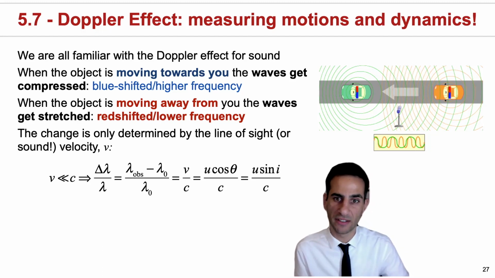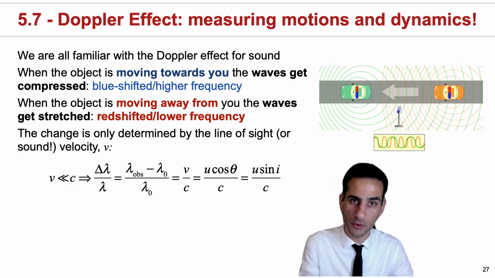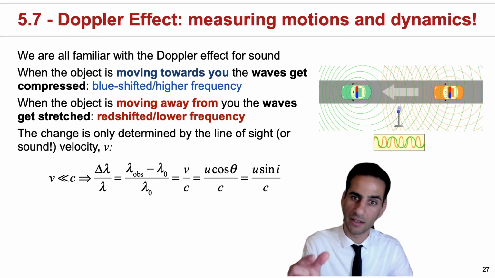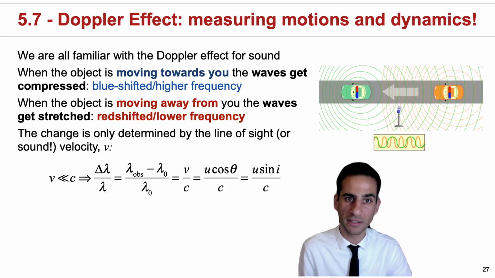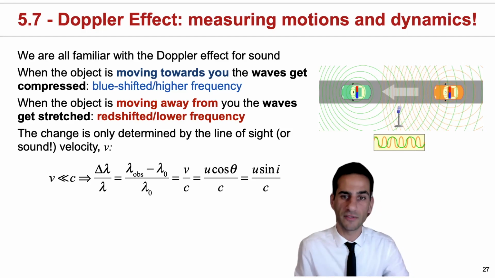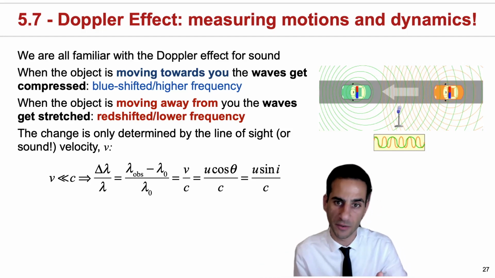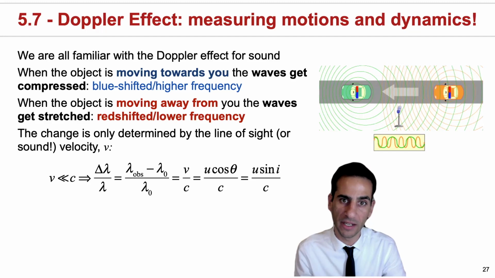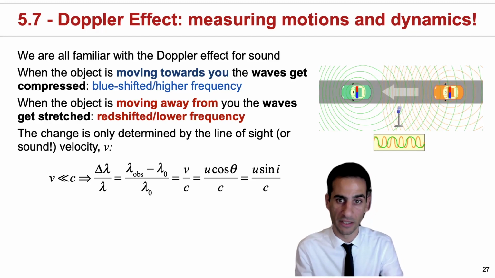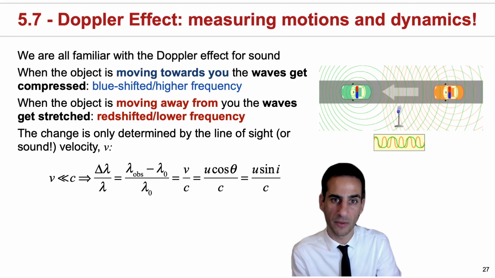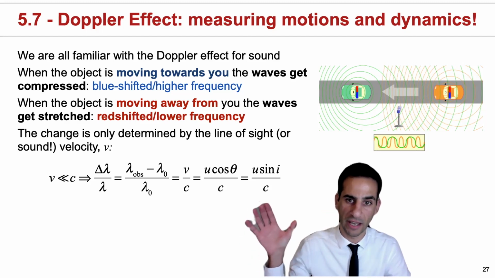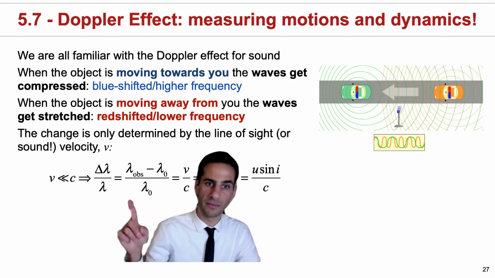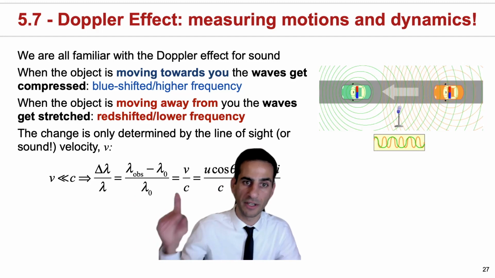What the Doppler effect essentially tells us is that if an object is moving towards us, then the waves get compressed or blue shifted. They shift to higher frequency and lower wavelength. And if an object is moving away from you, then the waves get stretched and redshifted, or to lower frequency. Now, the simplicity of the Doppler effect is that this change is only determined by the line of sight velocity v. For most things that we'll cover in 263, we'll assume the non-relativistic case, and by measuring shifts in wavelength when compared to rest frame, we'll be able to actually recover a velocity.